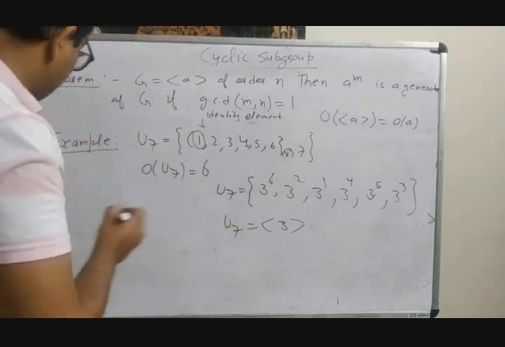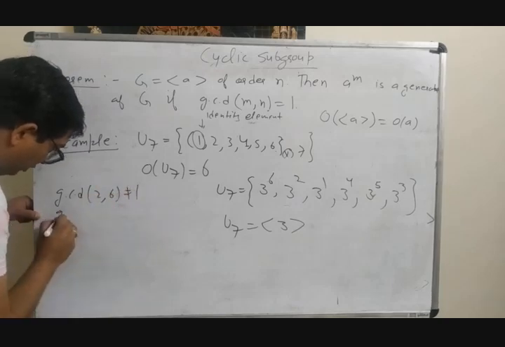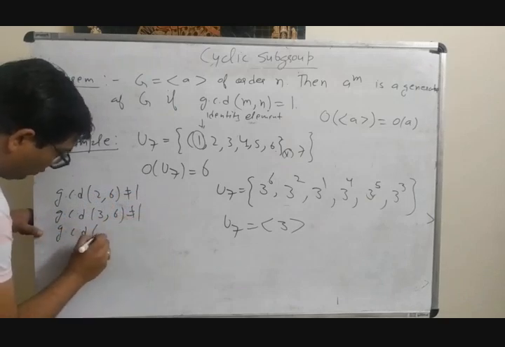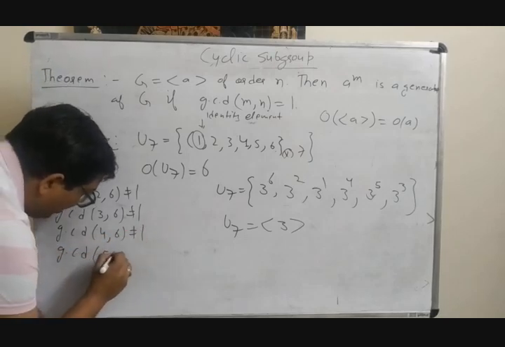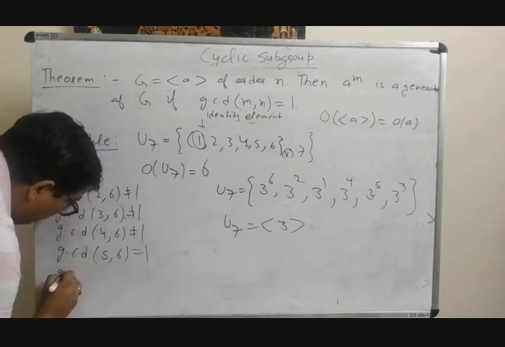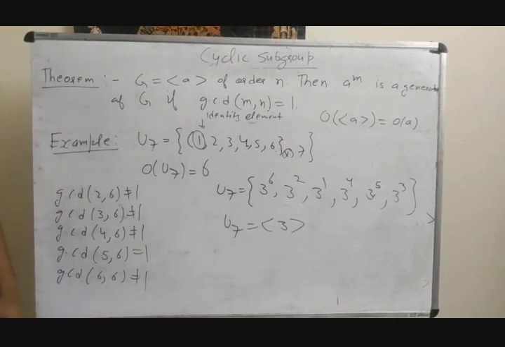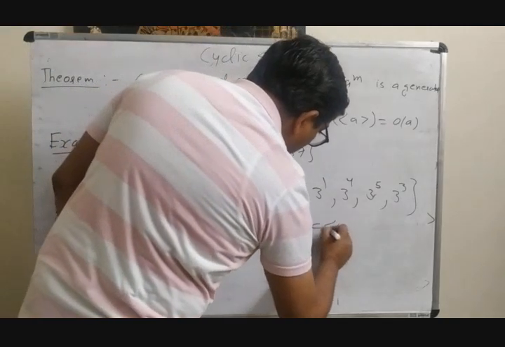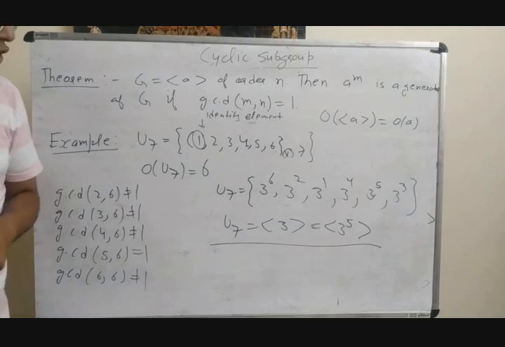Now let us see. If we talk about 6, GCD of 2 comma 6 is not equal to 1, GCD of 3 comma 6 not equal to 1, GCD of 4 comma 6 not equal to 1, greatest common divisor of 5 comma 6, yes, it is equal to 1, greatest common divisor of 6 comma 6 not equal to 1. So one generator is 3, the other generator will be 3 raised to power 5.